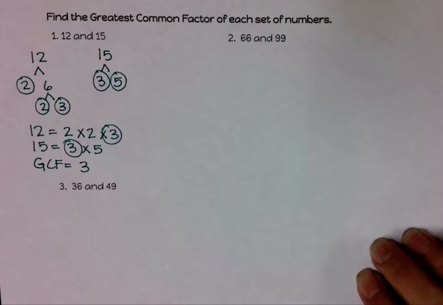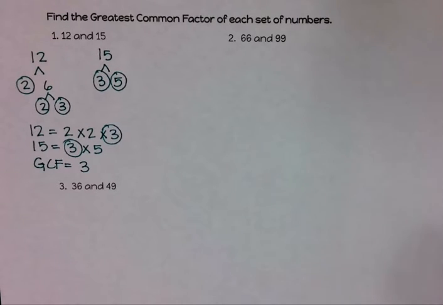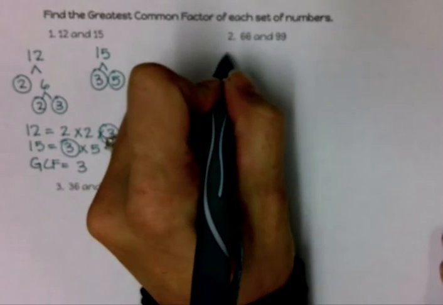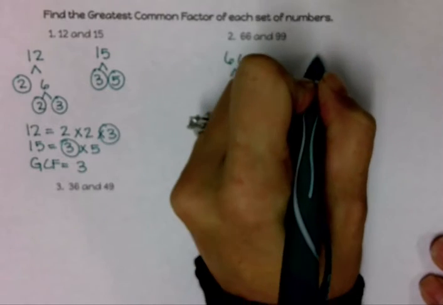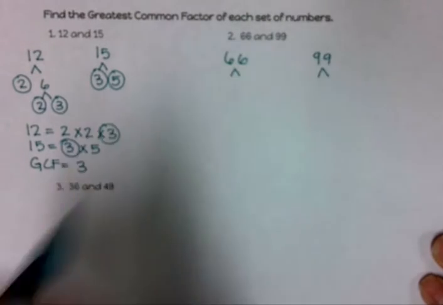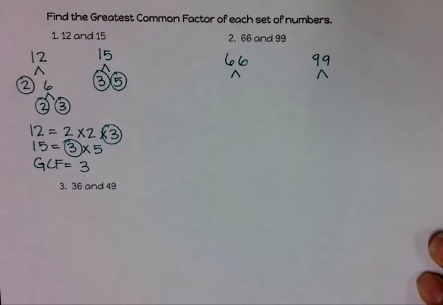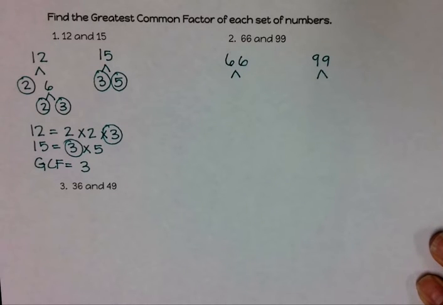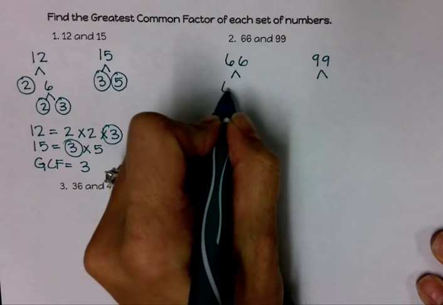All right, let's try our next one. We're going to find the greatest common factor of 66 and 99. Once again, go ahead and take a moment and create that factor tree and factor those two numbers down to your prime numbers. All right, let's see how you did.